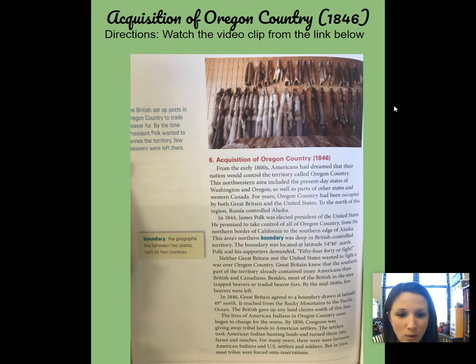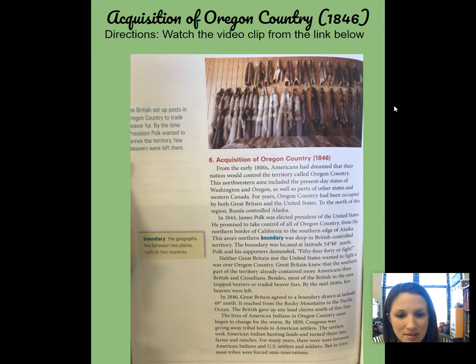In 1844, James Polk was elected President of the United States. He promised to take control of all of the Oregon Country, from the northern border of California to the southern edge of Alaska. This area's northern boundary was deep in British-controlled territory. The boundary was located at the latitude 54°40′ north. Polk and his supporters demanded "54°40′ or fight." Neither Great Britain nor the United States wanted to fight a war over Oregon Country.